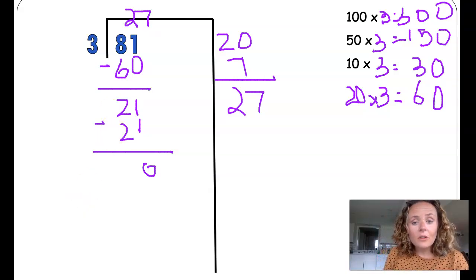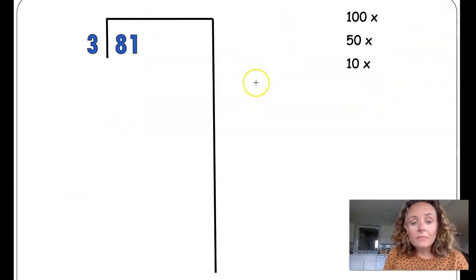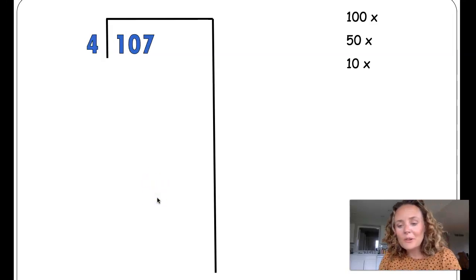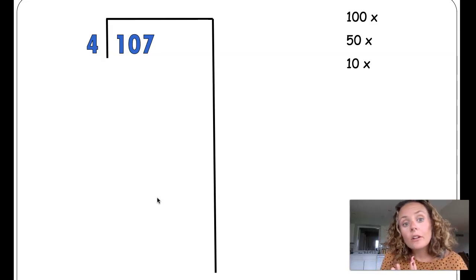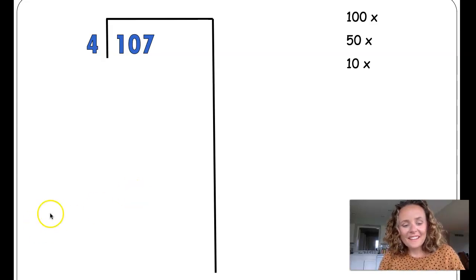Let's try one more together. Oh, we might try one more. Yes, we're going to try one more together. 107 divided by 4. Pause that video. Give it a whirl. Think about what we know about hundreds and quarters. Maybe that'll help you do it a little quicker. And then come on back and check in with me. Alrighty, we're back, friends. How'd you do? Let's talk through this together.